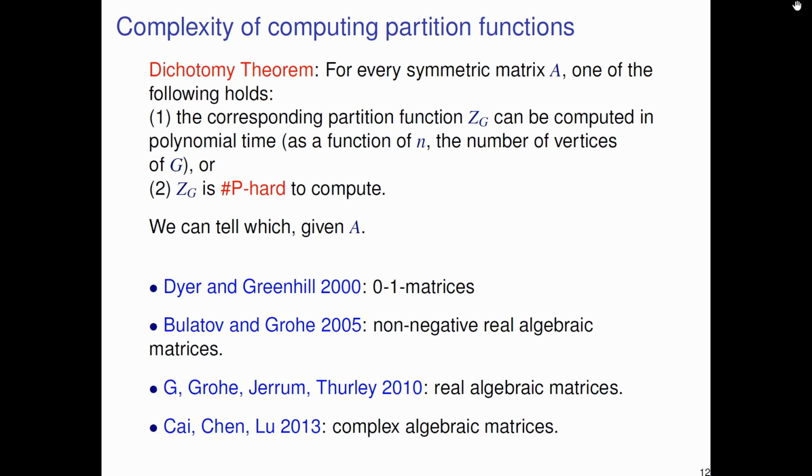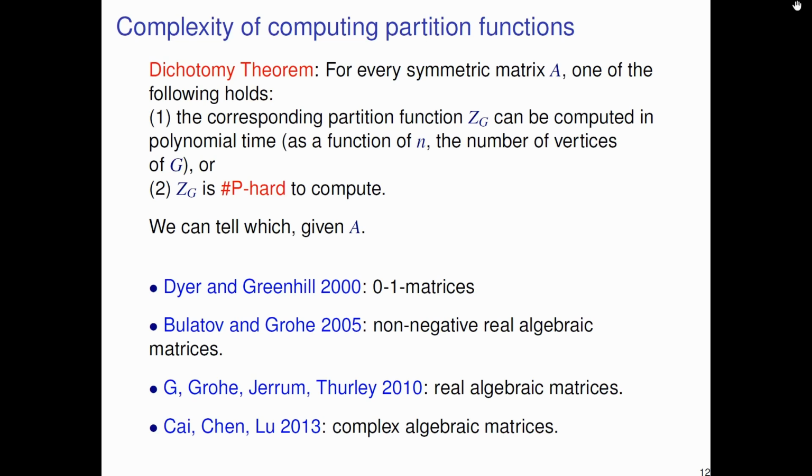So there's the dichotomy theorem, which says that if I gave you a symmetric matrix A, then one of the following is always true. Either the corresponding partition function can be computed in polynomial time, exactly, or else it's number P hard to compute. And moreover, if we look at the matrix, then we can tell which.